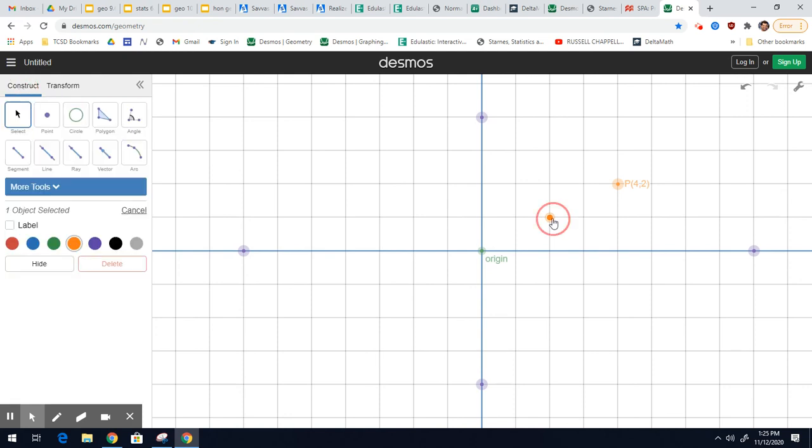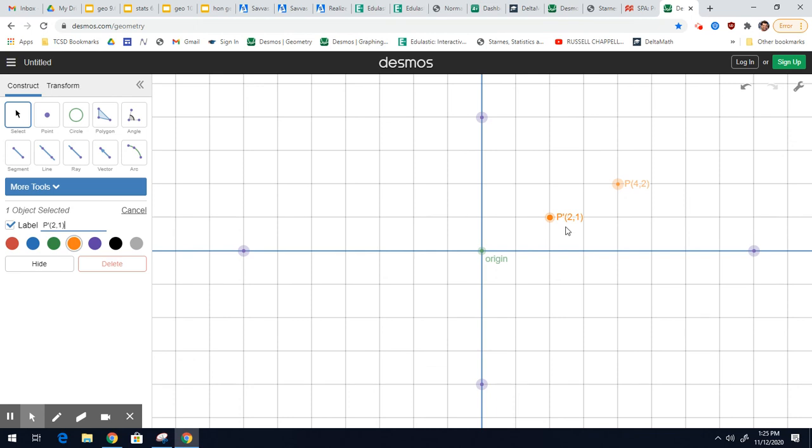Now let's check out its coordinates. So P prime is now the point 2, 1. How can I do this without using Desmos geometry? Well, you just take half of your coordinates. Half of 4 is 2, half of 2 is 1, and boom. And that's a reduction. Okay? So very simple on the coordinate plane. Just simply multiply it by the scale factor.